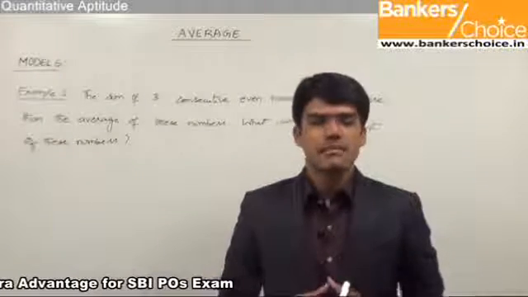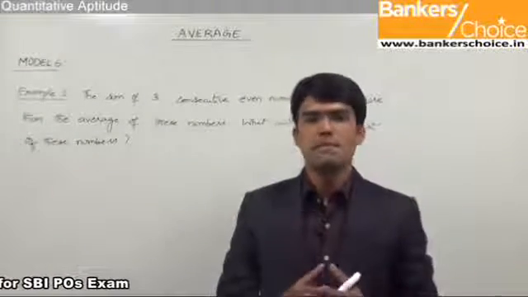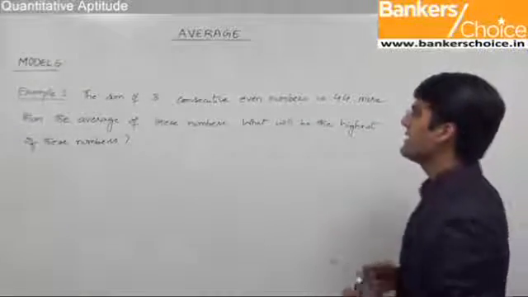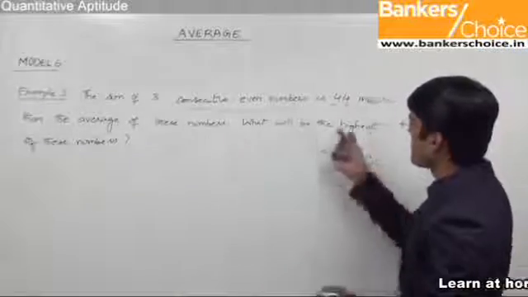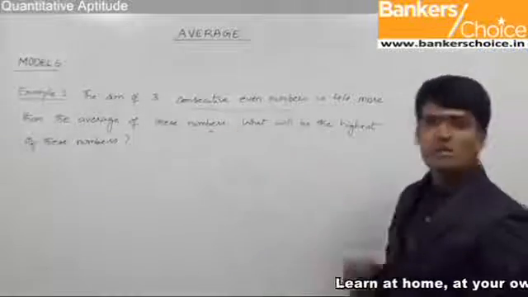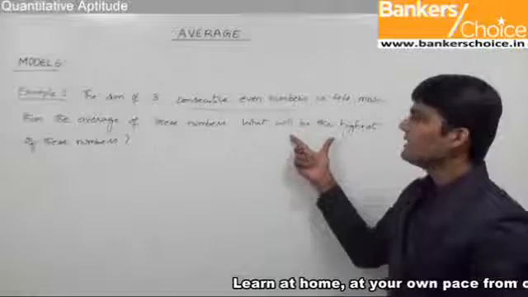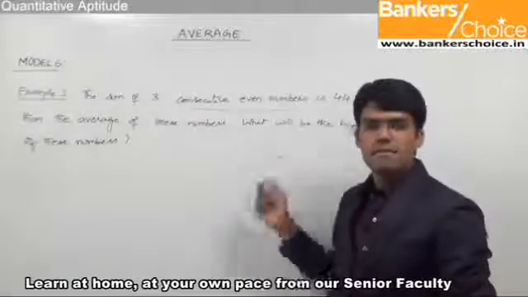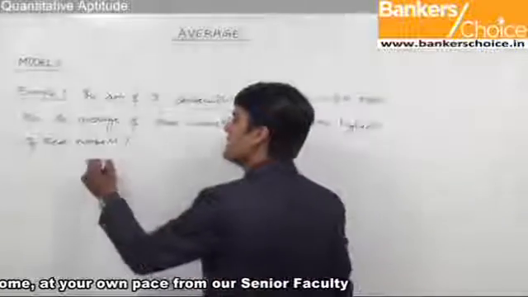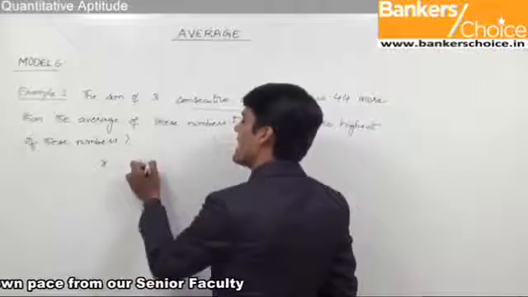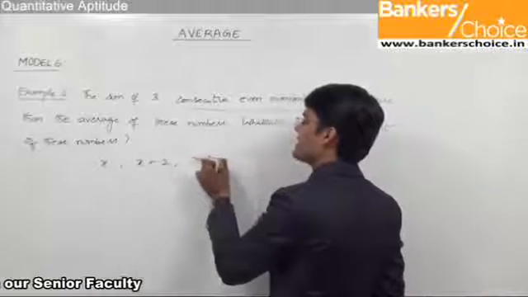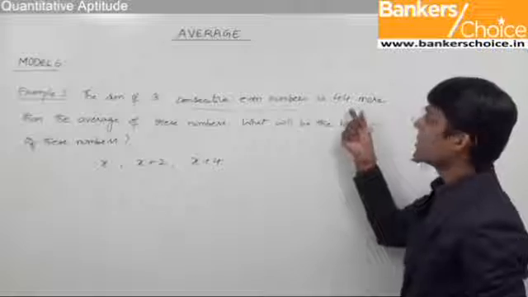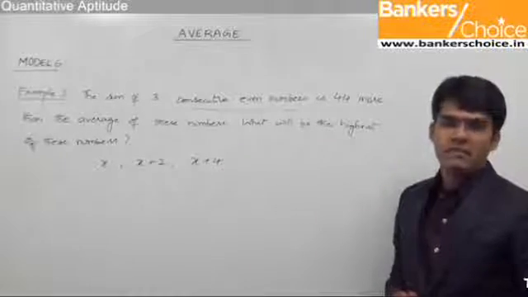Let us now take an example based on consecutive numbers that we have just discussed. The question here is, the sum of 3 consecutive even numbers is 44 more than the average of these numbers. What will be the highest of these numbers? So as it says, we have 3 consecutive even numbers. We know that consecutive even numbers should be taken as x, x plus 2 and x plus 4. And the question here is, the sum of these 3 consecutive numbers is 44 more than the average of these numbers.